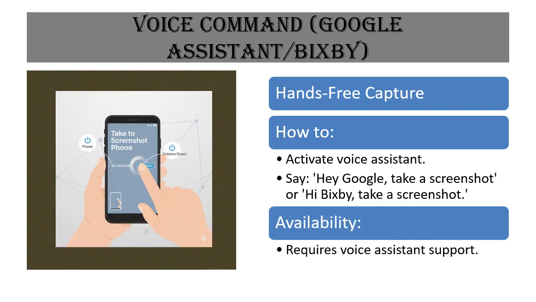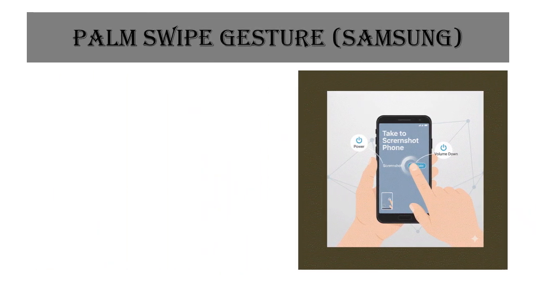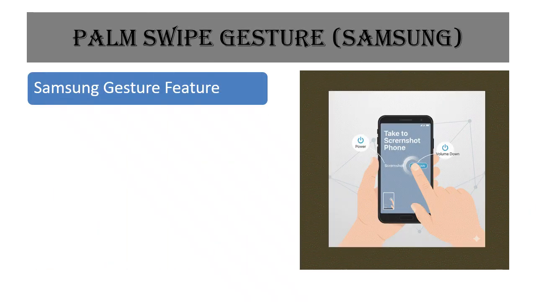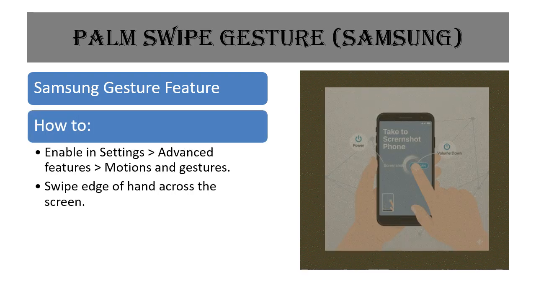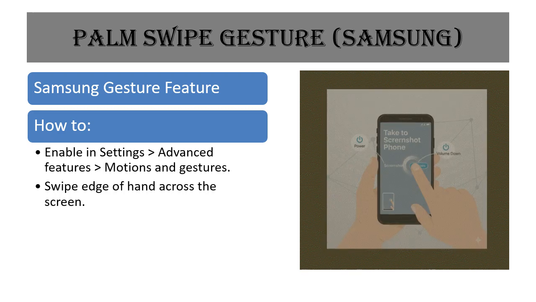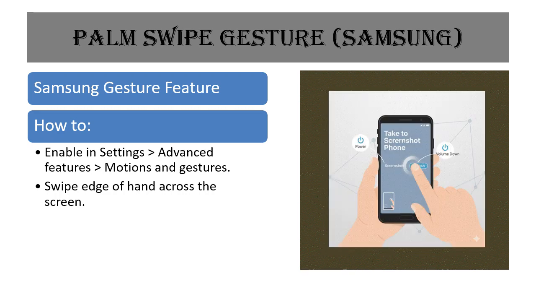Palm Swipe Gesture, Samsung. Samsung users can enjoy a unique gesture method. After enabling it under Settings, Advanced Features, Motions and Gestures, swipe the edge of your hand across the screen. This instantly takes a screenshot, a signature feature of Galaxy phones.